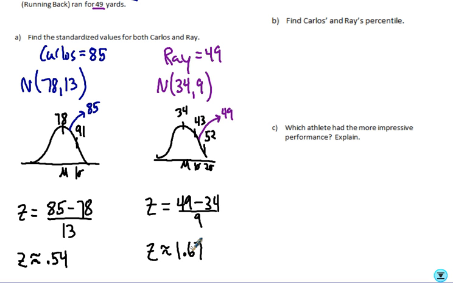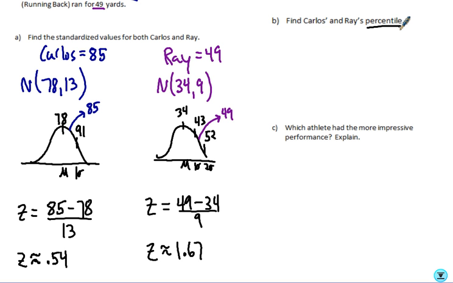Now, what do we do with that? So we know that both of them were better. This is 50%, right? So we both know that they were better than 50% of their peers. We just want to know how much better. And so that's where we're looking for the percentile.